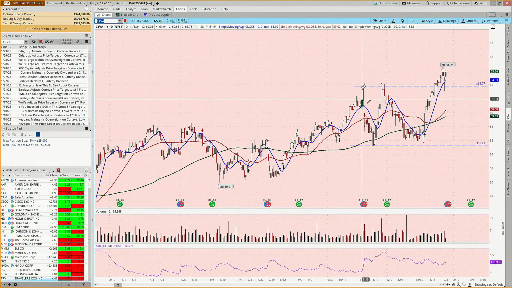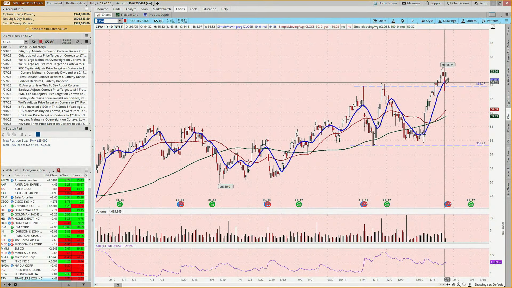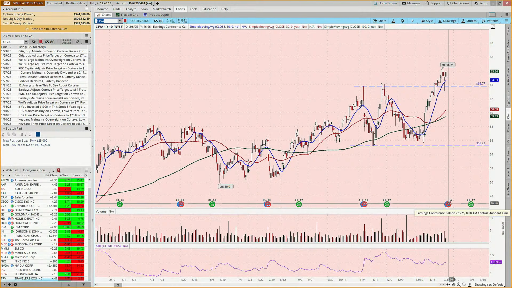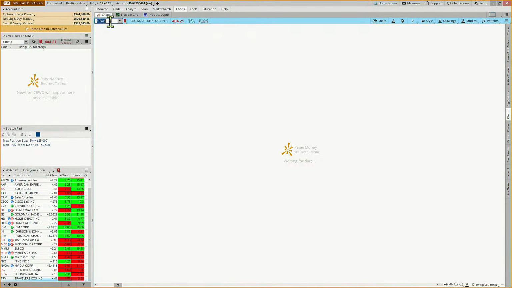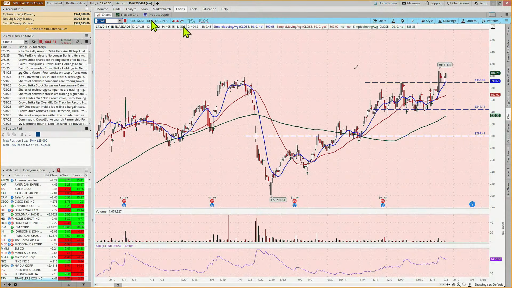CTVA, Corteva. Do you see a big double bottom here with a breakout and a retest? And then we've got earnings coming on that one also. How about, and this is going to have to be the last one. So if you want to see more, you'll have to join me tomorrow for trading price patterns.